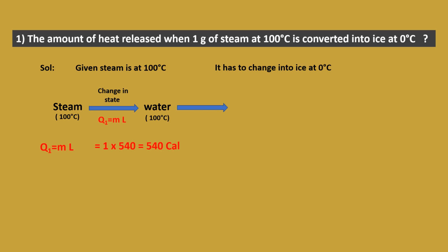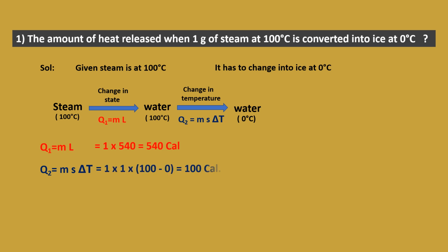Again, water at 100 degrees loses heat and changes to water at 0 degrees Celsius. This time there is a change in temperature, so we have to use the formula Q is equal to ms delta T. If we substitute the values in this formula, where m is the mass 1, specific heat of water is 1, and change in temperature is 100 minus 0, we get 100 calories.